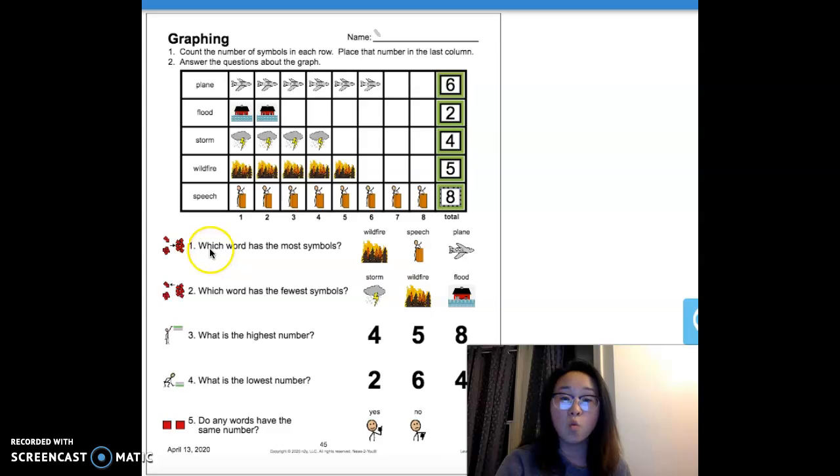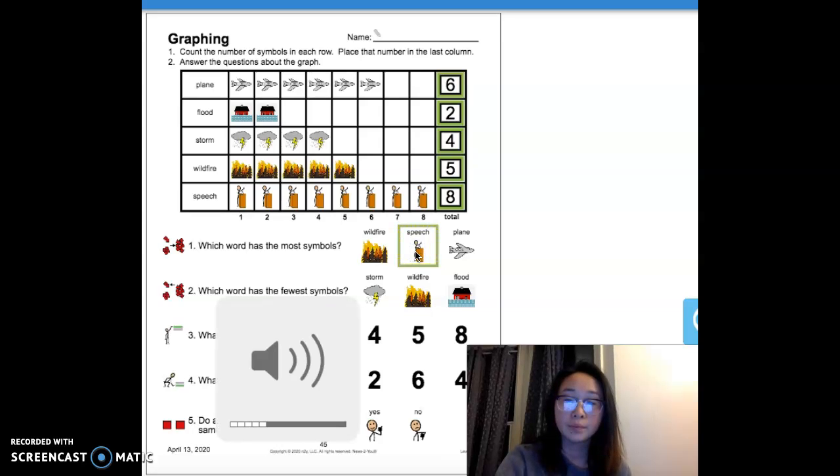Number 1 says, which word has the most symbols? Is it wildfire, speech, or plane? So we have wildfire has 5, speech has 8, plane has 6. So which one has the highest? Plane, wildfire, or speech? I'll give you a moment to answer the question before I answer it. Speech, because speech has 8.